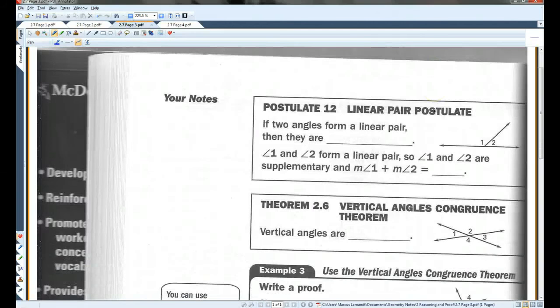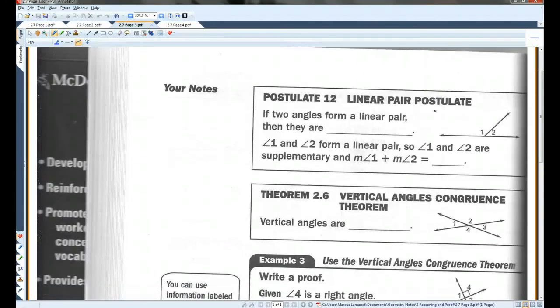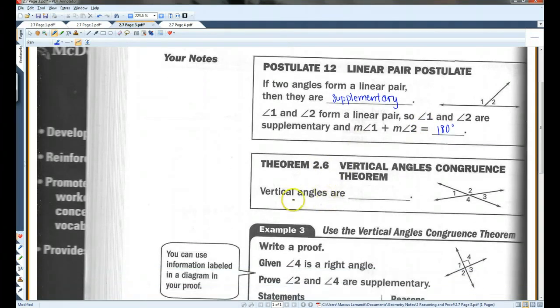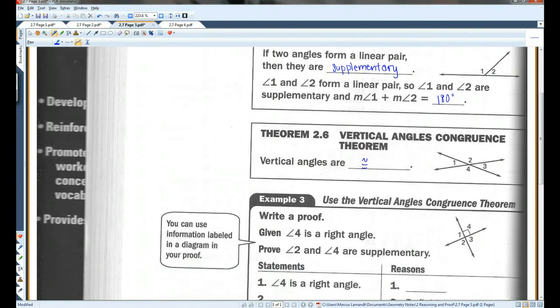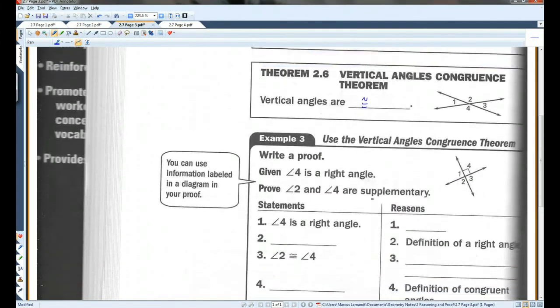Postulate 12, linear pair postulate. If two angles form a linear pair, then they are supplementary. Seems pretty obvious. Angle 1 and angle 2 form a linear pair, so angle 1 and angle 2 are supplementary, and they add up to 180. The vertical angles congruence theorem basically says that vertical angles are congruent. So let's use these in a proof.